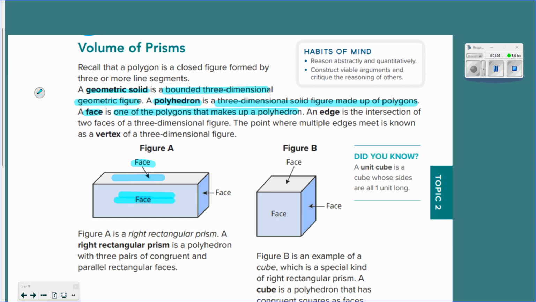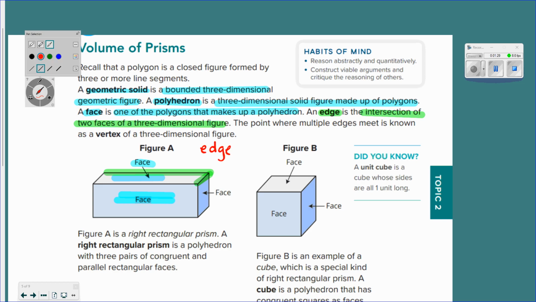The next part is what we call the edge. An edge is the intersection of two faces of a three-dimensional figure. So my edges are these spots. Those are what we call edges. That is where those two faces come together. So there are two examples of edges. The edges are those lines that are formed where those faces come together.